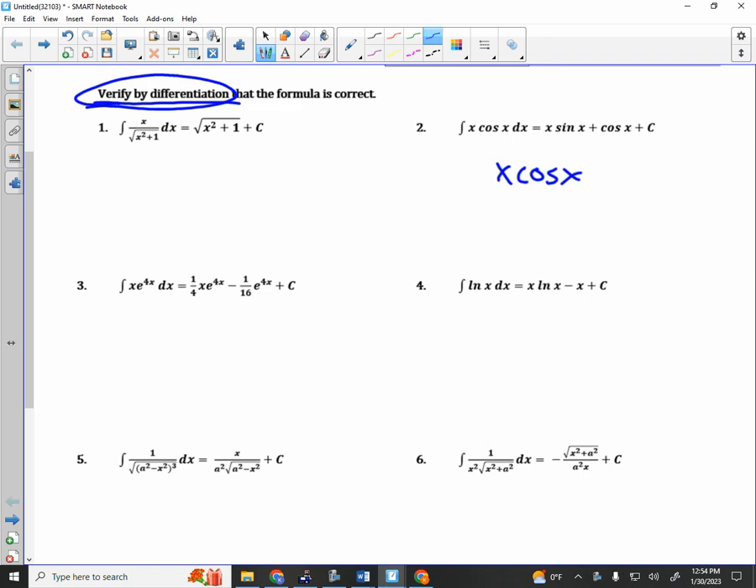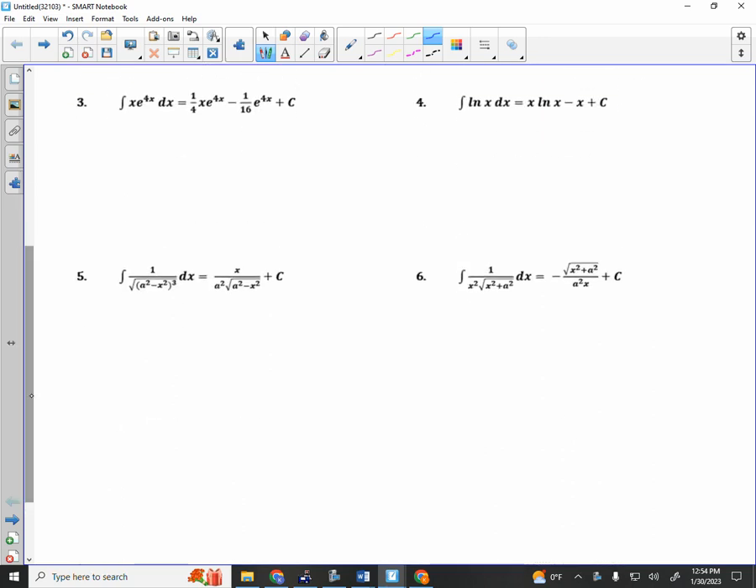All right. So number 3, this is a common one that people get frustrated with. I want to take the derivative of this, and it should produce that right there. Okay? So I'll write it out: 1/4 x e to the 4x minus 1/16 e to the 4x plus c. I'm going to take that derivative.